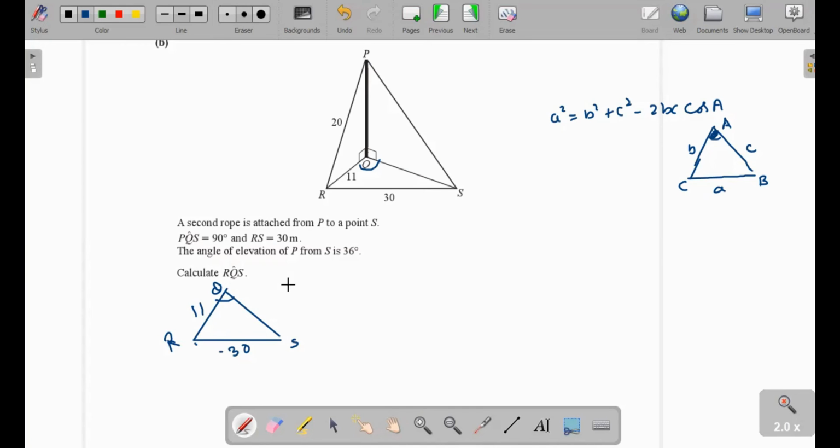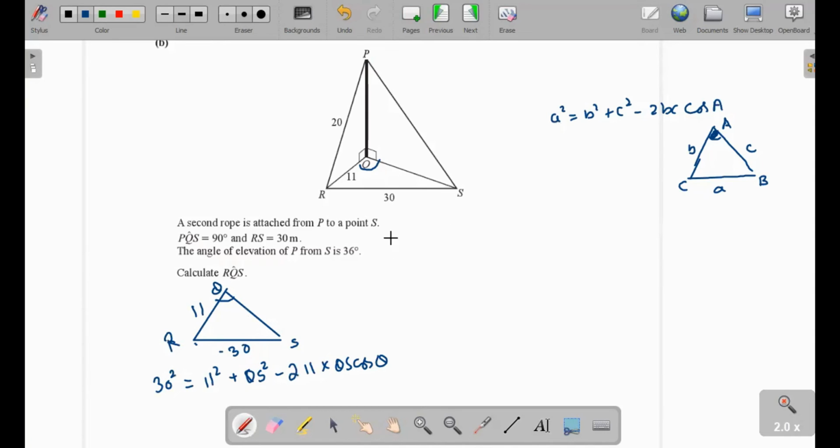Now we can write it as 30 square equals 11 square plus QS square. Now the length QS is not given here. Minus 2 times 11 multiplied by QS multiplied by cos Q. Firstly, we will find the length QS.